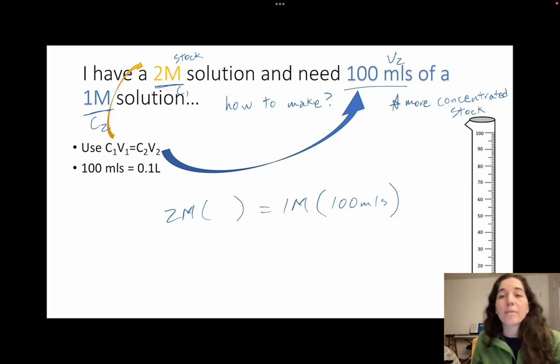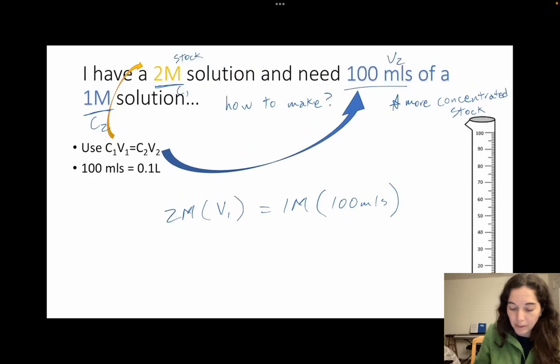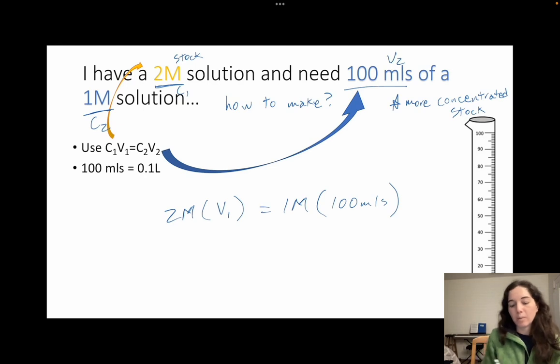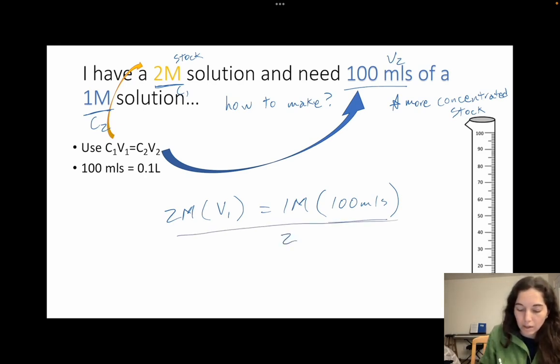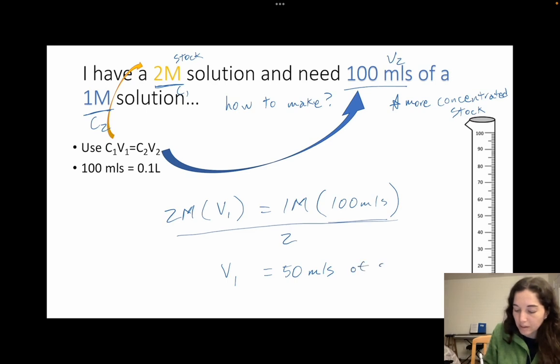So it looks like we're solving for the volume here. It looks like we're solving for V1. That's the thing that we don't know. So in order to solve this problem, we can simply divide both sides by 2, and our V1 is going to be equal to 50 milliliters, half of 100. And this is the amount of the 2 molar stock that we use. So 50 mils of stock.